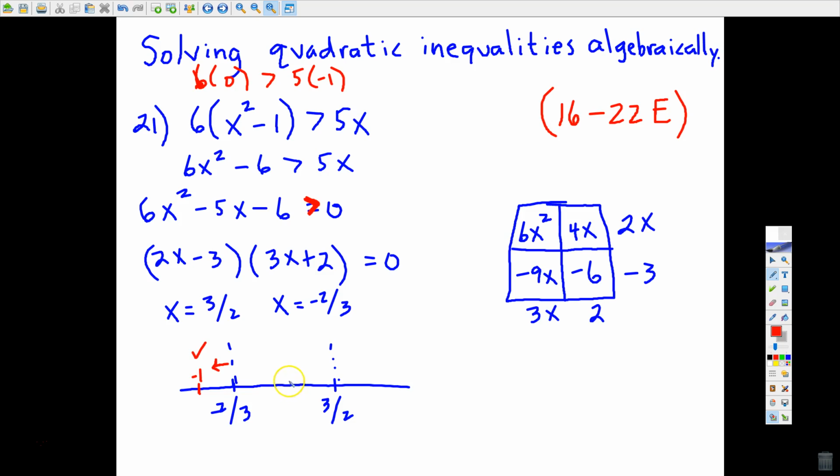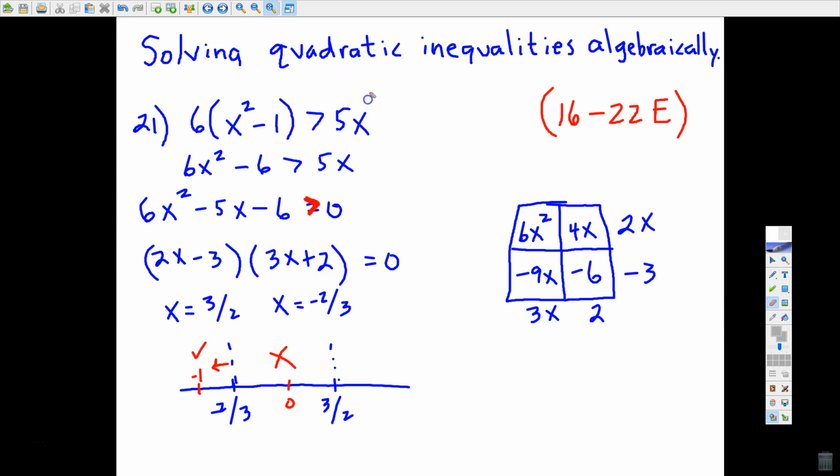Okay, let's pick a number in between, like 0. That's always an easy one. And I'm going back to the original problem. And I get 6 times 0 minus 1, that's negative 1. Is that greater than 5 times 0? Negative 1 greater than 0? No. So the numbers in between negative 2/3 and positive 3/2 do not satisfy. They will not be part of the solution.